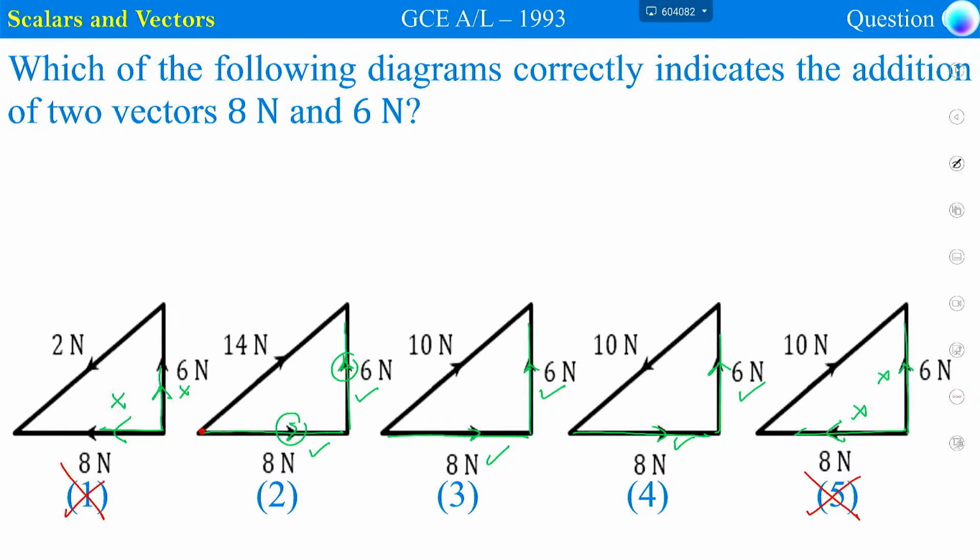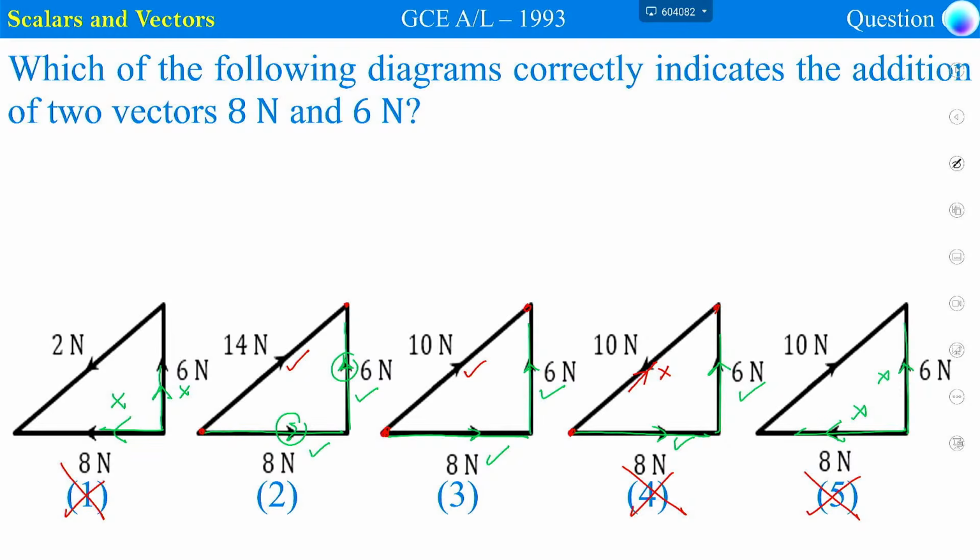Then we consider the direction of the other two. Starting point to the end point, direction wise, this is right. This is right. This one is not right, because we want the other side. So the fourth one is out by considering the direction.